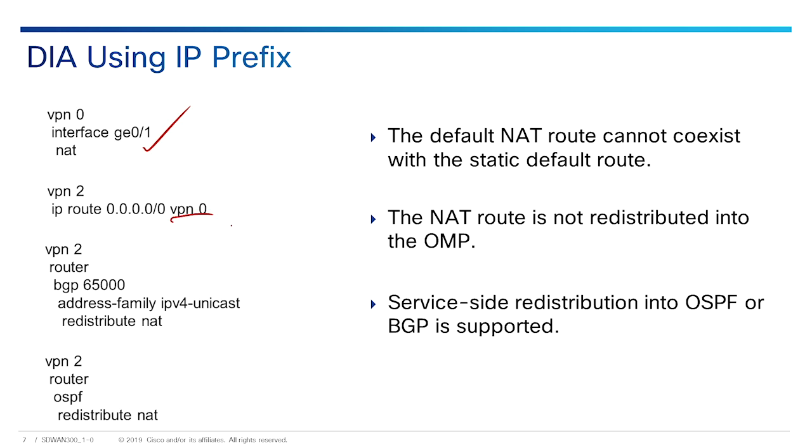Because VPN 0 has the NAT configuration, all traffic following this route is NATed. The NAT route is not redistributed into the OMP, therefore other sites do not learn this route. If a redistribution is required, you must do the redistribution explicitly through BGP or OSPF. And those configurations are as follows, where we are redistributing in BGP and in OSPF.